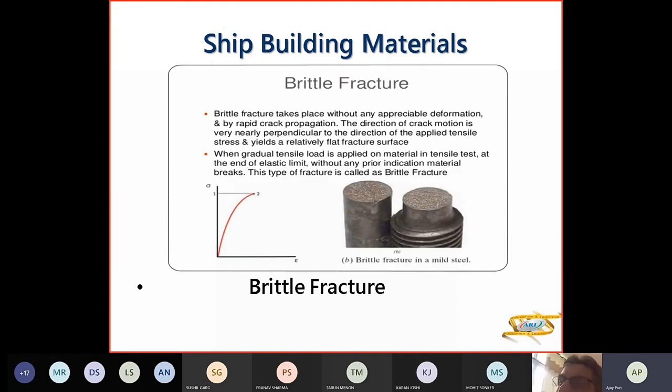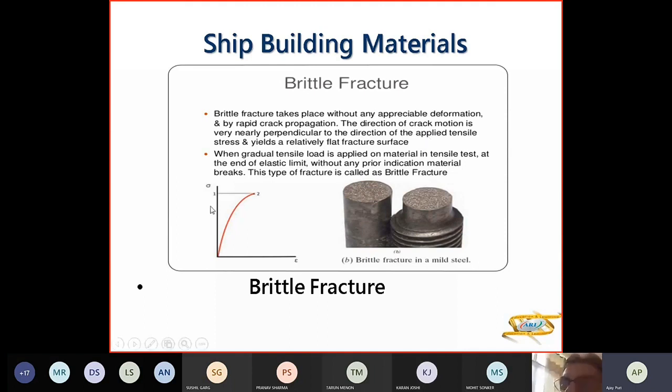So in brittle fracture, if you see, the surface looks very sharp and very smooth here. Brittle fracture takes place without any appreciable deformation by rapid crack propagation, which can go up to 2133.6 meters per second. And the direction of crack motion is nearly perpendicular to the direction of applied tensile stress.